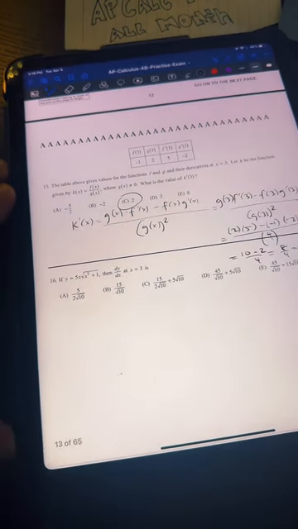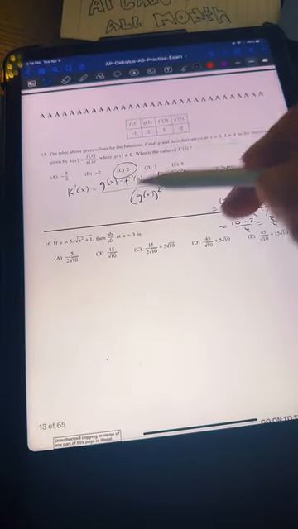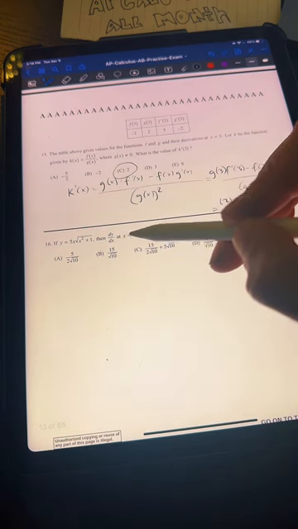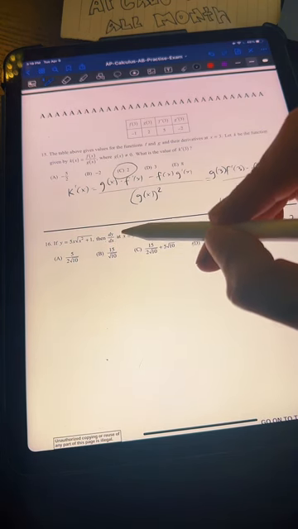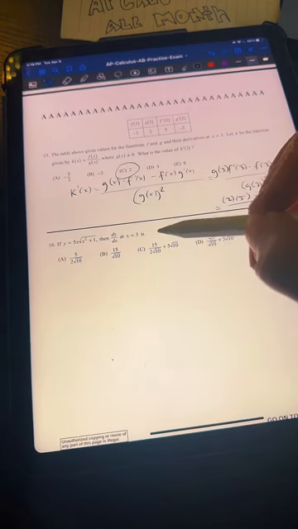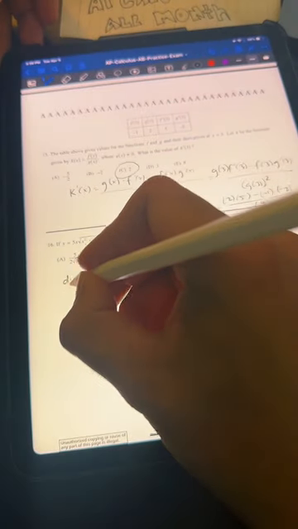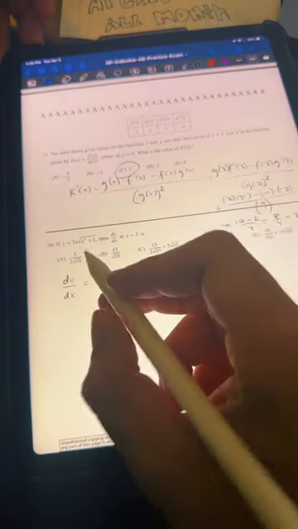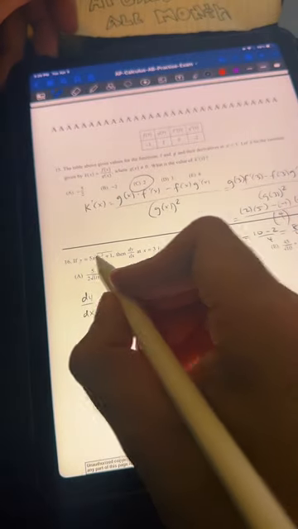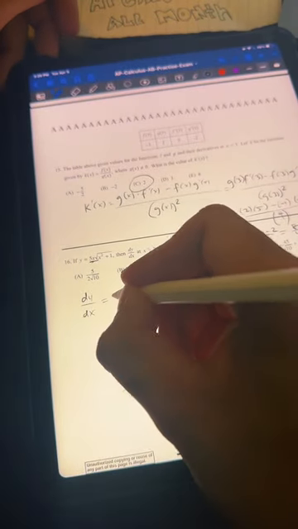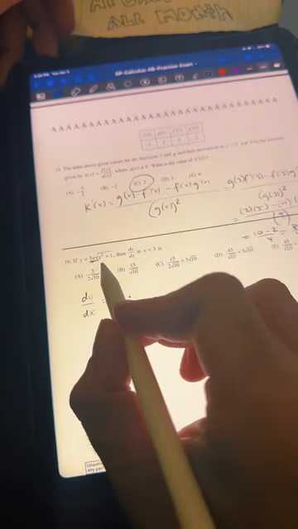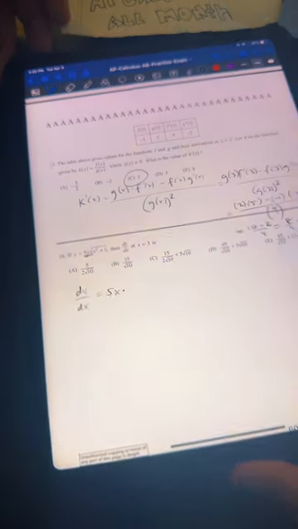All right, here we go. Number 16: if y is equal to 5x root x squared plus 1, then dy over dx at x equals 3 is what? Dy over dx, find the derivative. So for dy over dx, we're going to use the product rule. So we use the first term, that's just 5x times the derivative of this root.